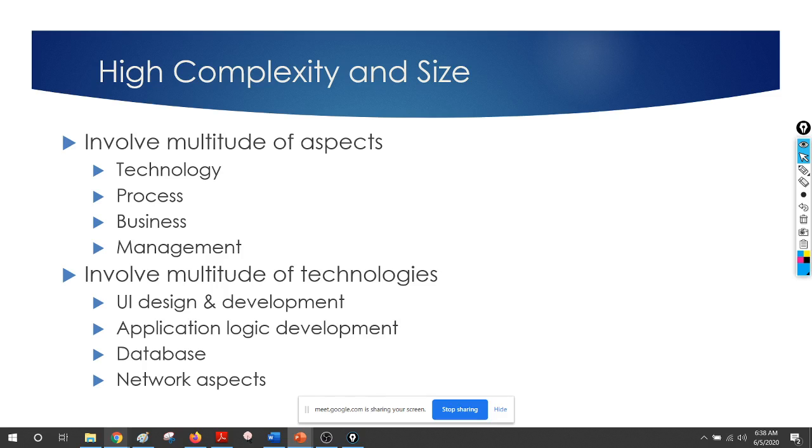Of course it has a high complexity and size, right? That means it has technological aspects, process related aspects, business related aspects, management related aspects. Then there are a multitude of technologies involved, right? UI design and development, where you will be using JavaScript, HTML, CSS. Application logic development, you will be using either C Sharp or PHP or maybe Java. Then the databases you have to work with. Then of course you sometimes have to work with network aspects also, when it comes to a lot of third party integrations like integrating with the payment gateways, etc., right?